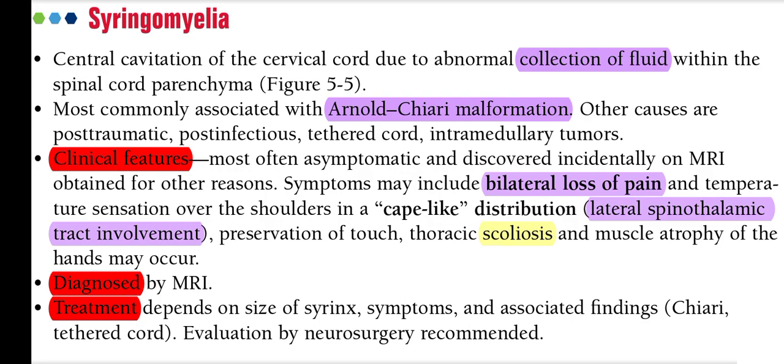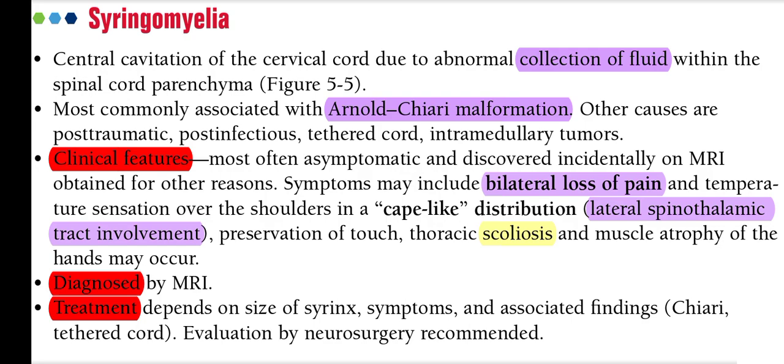Other causes are post-traumatic, post-infectious, tethered spinal cord, and intramedullary tumors. Clinical features: most cases are asymptomatic and diagnosed on MRI. Symptoms may include bilateral loss of pain and temperature sensation over the shoulder in a cape-like distribution.